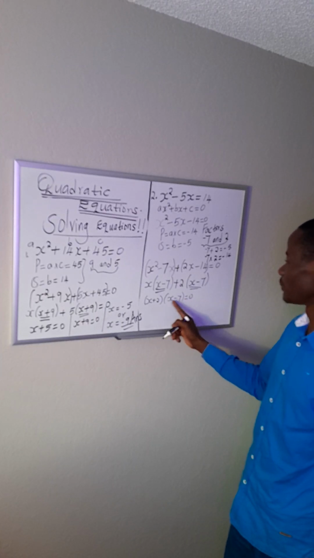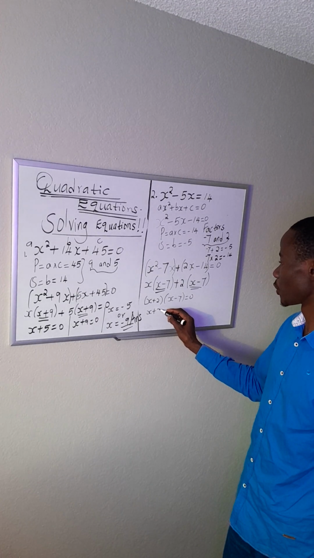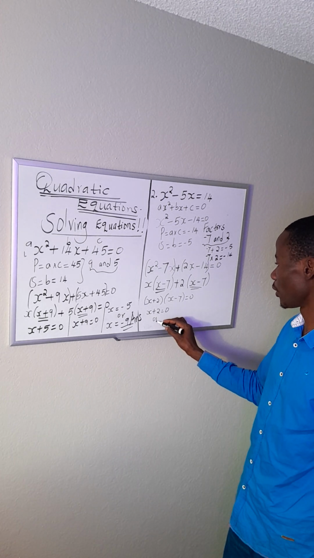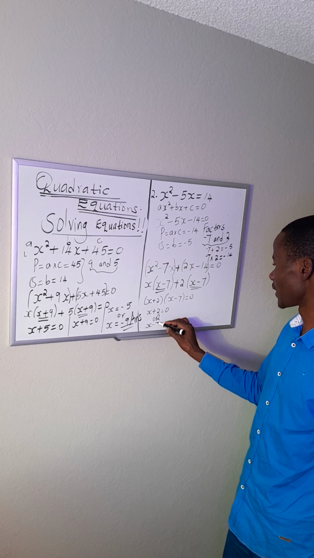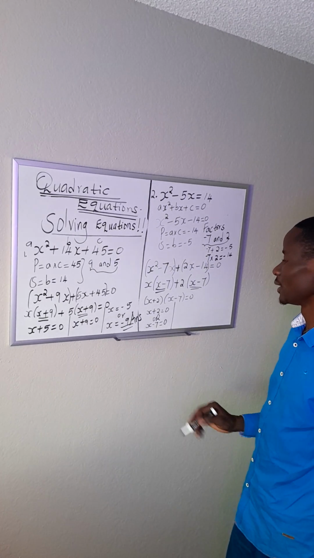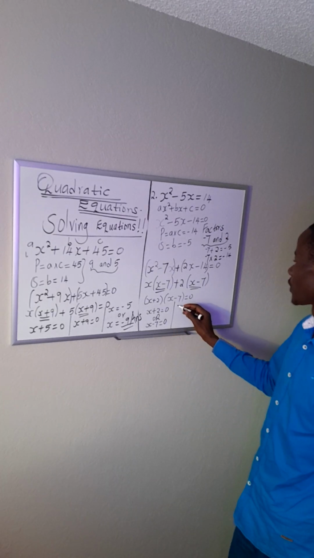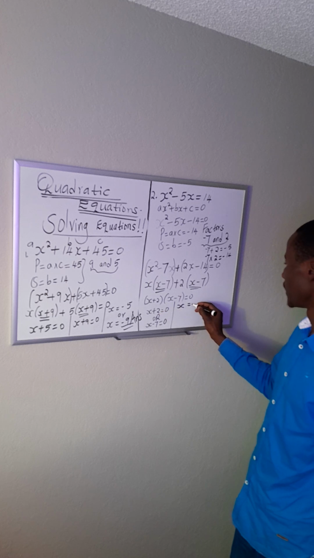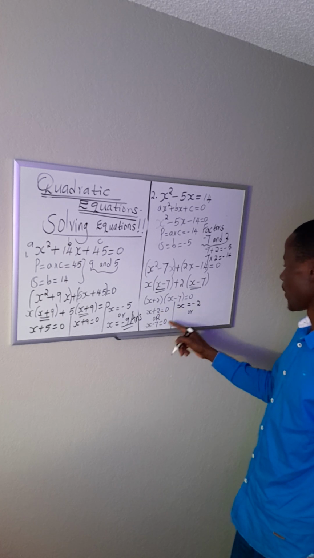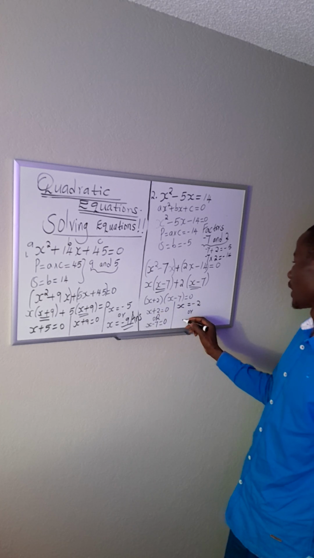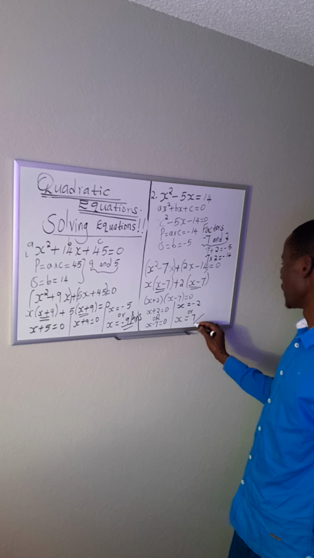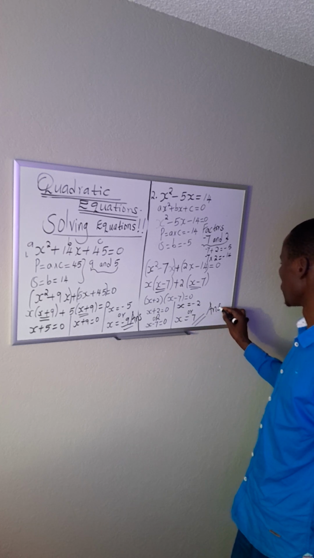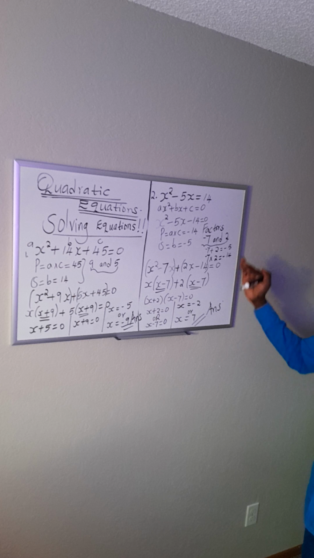Then I equate each bracket to 0. X plus 2 is equal to 0, or x take away 7 is equal to 0. Now, what happens? I'm looking for the roots of x. Therefore, when this 2 crosses the equal sign, since it is positive, it becomes negative. Or when this 7 crosses the equal sign, since it is negative, it becomes positive. Those two give us the solution for the values of x. I hope you are able to follow through that. How to solve a quadratic equation.